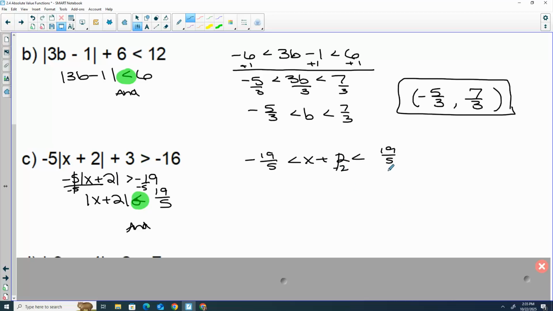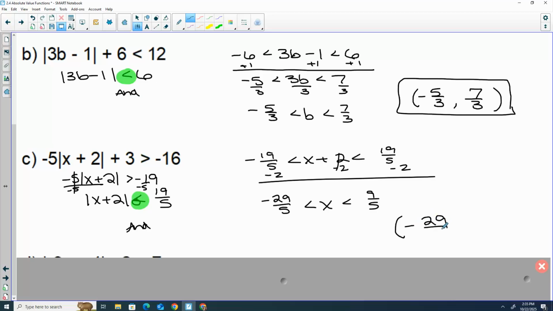So we subtract 2 from everything. So we get -29/5 is less than x is less than 9/5. So it's just saying x is between those. There's no equal to, so it gets parentheses. Starting at -29/5, ending at 9/5. Ands are always just a single interval at the end. So less than, you get one interval.